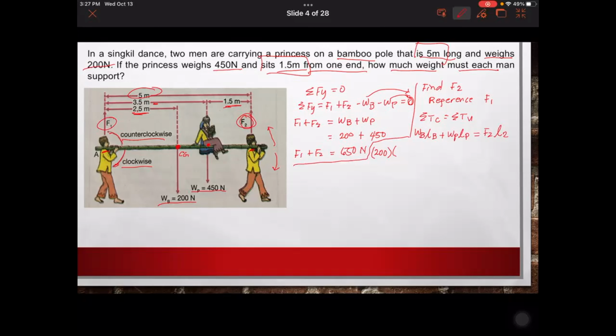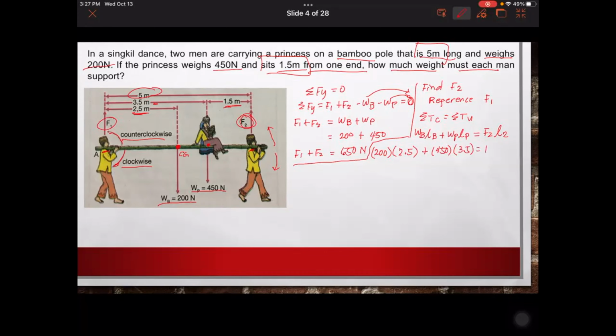The distance of the bamboo, the center of the bamboo, yes, 2.5. Okay, so this will be 2.5, the distance from F1, because our reference is F1. Plus the weight of the princess, which is 450, times her lever to F1. This will be 3.5.